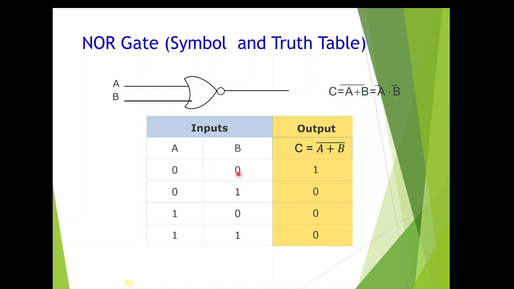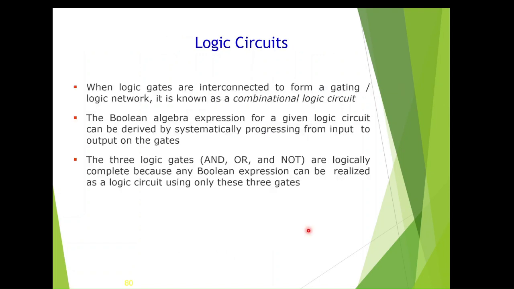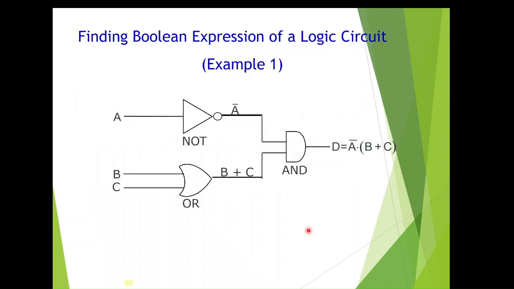0 plus 0 is 0, the complement is 1. Similarly, 0 plus 1 is 1, the complement is 0. 1 plus 0 is 1, complement is 0. 1 plus 1 is 1, the complement is 0. And using AND, OR and NOT gates, you can have any boolean expression. Means any boolean expression can be implemented using these three gates.